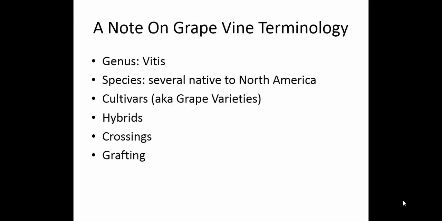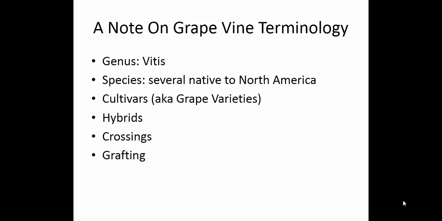So what is hybridization? Hybrids are grape varieties that have been created when plant material from two different vine species was used to grow a new grape variety. A crossing, on the other hand, is when a new plant variety or a new grape variety, or cultivar as we sometimes call them, has been created from the plant material of two different varieties within the same Vitis species.